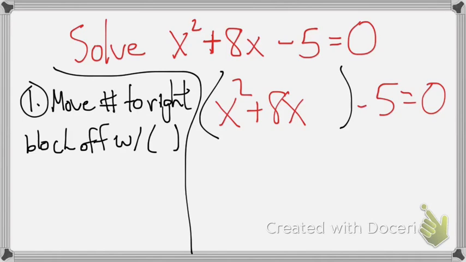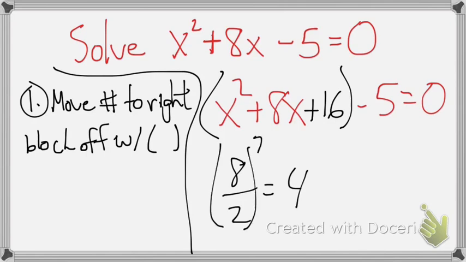Okay, so we're just creating a space so that we could make a perfect square, because it wasn't perfect already. If it was perfect, it would have said plus 16 after it, because 8 divided by 2 is 4, and we have to square it, and that would be 16. Okay, so that's where the 16 comes from.